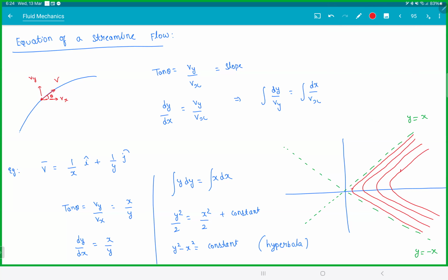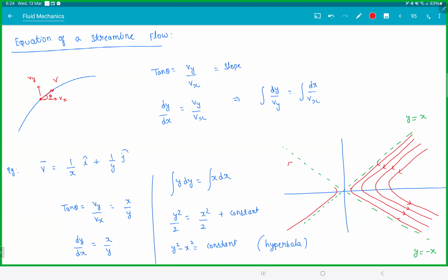This is how the flow looks. It can be up and down, anything. I'm just showing some arrows in random directions. It can be from down to top also. The flow is like this. They will get close to those lines, but they'll never touch the lines.